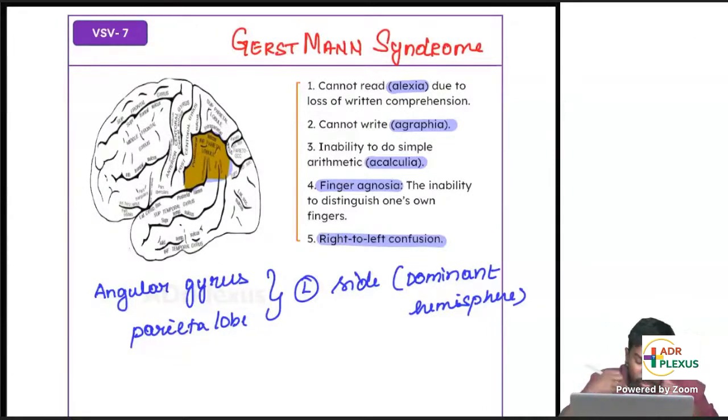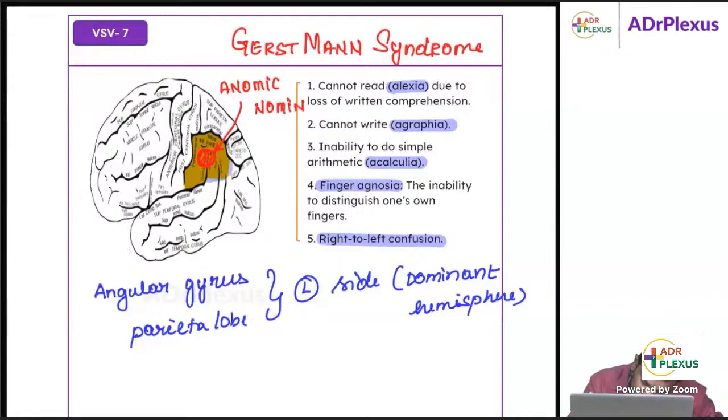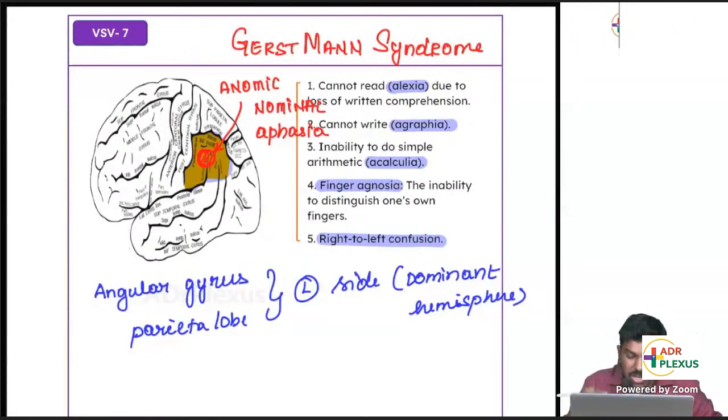One more question from here. If this area is involved, what kind of aphasia can the patient develop? It is going to be called anomic aphasia or nominal aphasia.